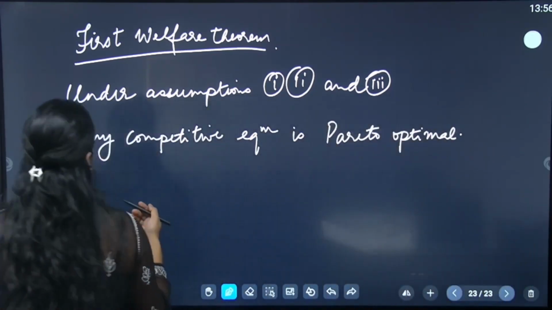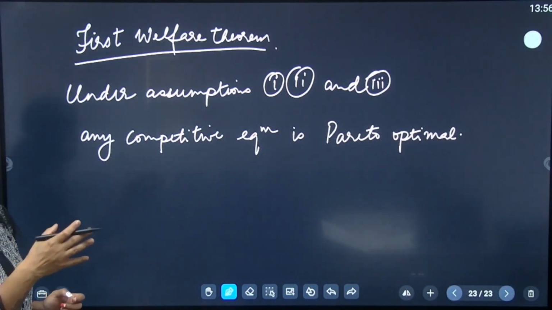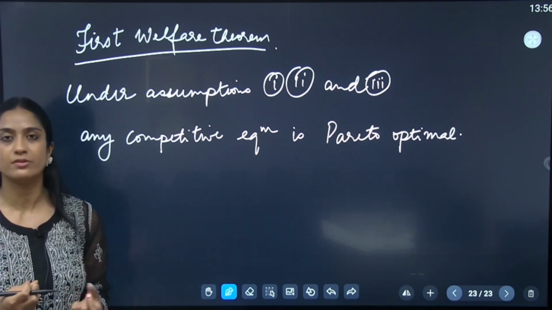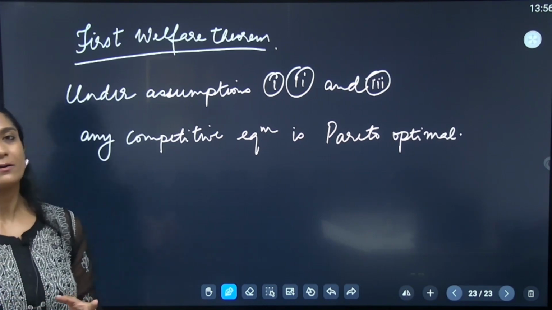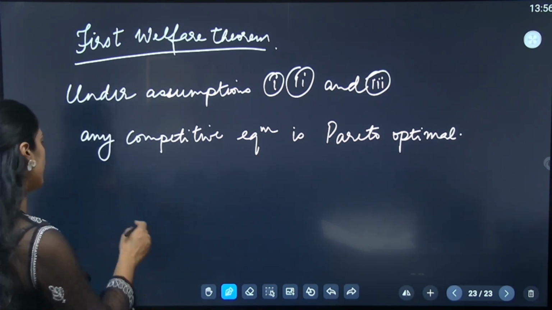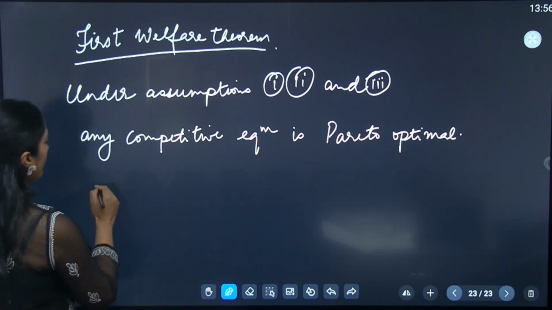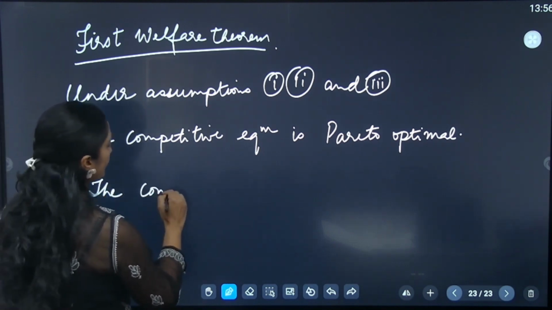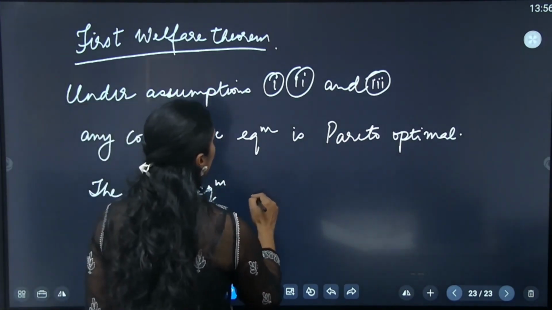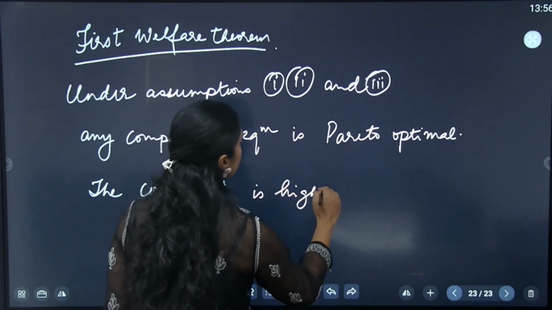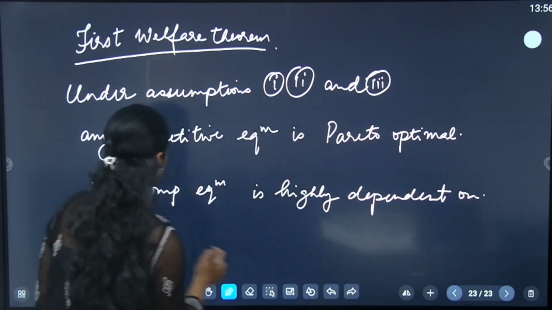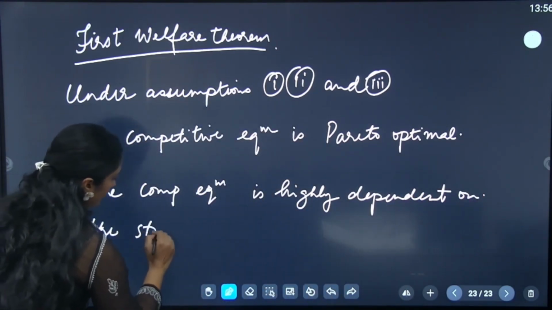We know that as good as that may be, Pareto optimality does not concern itself with fairness of distribution. You know? So the biggest drawback or the biggest problem with the first welfare theorem is that the competitive equilibrium is highly dependent on the starting point.